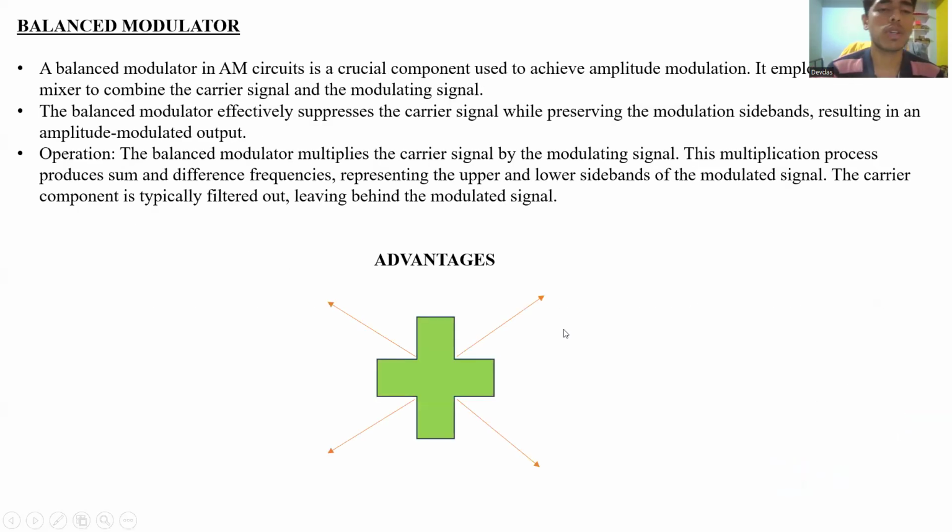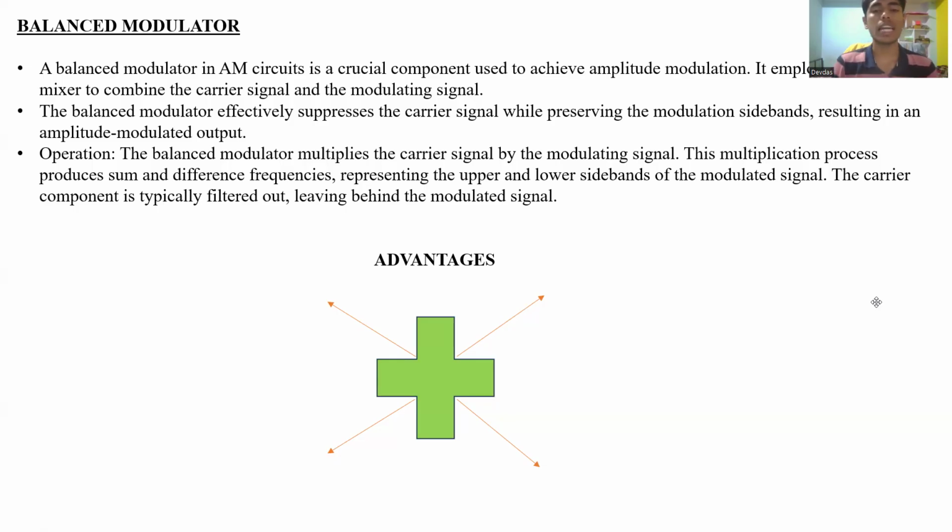Balance modulators. A balance modulator in AM circuits is a crucial component used to achieve amplitude modulation. It employs a balanced mixer to combine the carrier signal and the modulating signal. The balance modulator effectively suppresses the carrier signal while preserving the modulation sidebands, resulting in an amplitude modulated output. Operations. The balance modulator multiplies the carrier signal by the modulating signal.